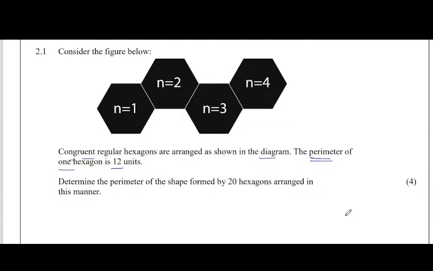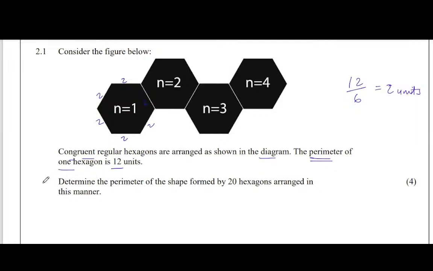So for a hexagon to have 12 units in perimeter, we need to first of all determine what each side is having before we can go on. So it's 12 divided by 6 sides, which is 2 units. Okay, so which means this is a 2, this is a 2, that is a 2, that is a 2, that's a 2, and inside there we have a 2.